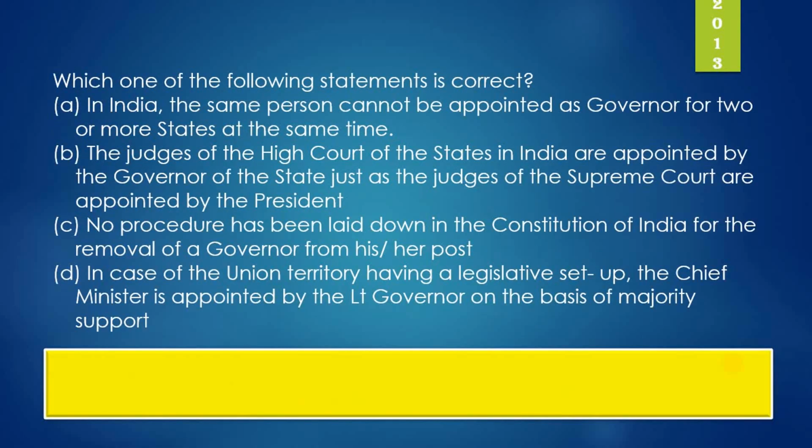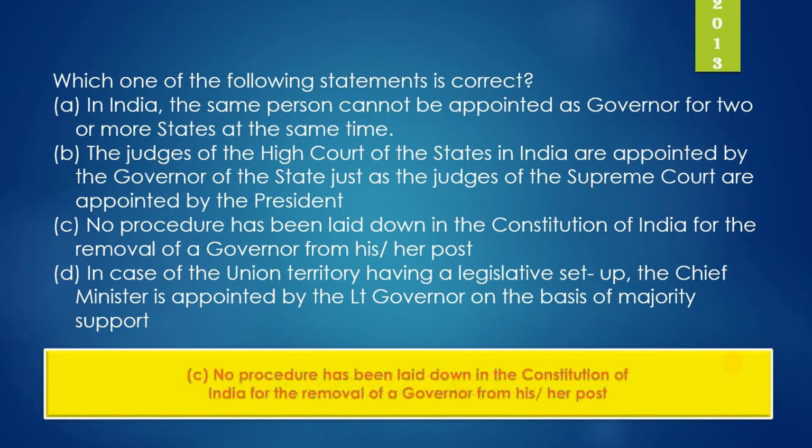Next question. Which of the following statements is correct? In India, the same person cannot be appointed as governor for 2 or more states at the same time. The judges of the High Court in the states in India are appointed by the governor of the state, just as the judges of the Supreme Court are appointed by the president. No procedure has been laid down in the Constitution of India for the removal of a governor from his or her post. In case of a Union Territory having a legislative setup, the chief minister is appointed by the lieutenant governor on the basis of majority support. So of these 4 options, which one is the correct statement?